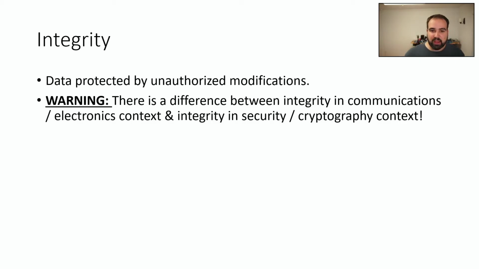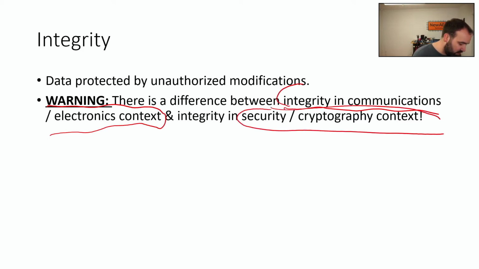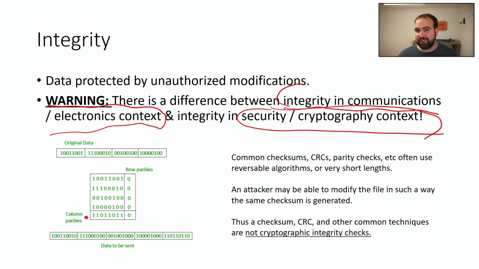As a big warning, you'll have run across integrity in communications or electronics contexts already for sure. And this is very different from security and crypto. The reason being that in most other contexts, like communication systems, the corruption or the modification is random changes, so random corruptions. So you'll have checksums or parity checks or things like that, where if you have a random small number of bit flips, the system can detect that.